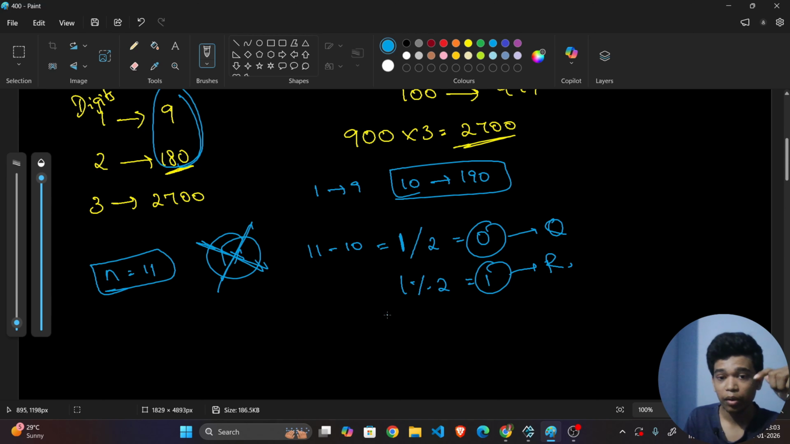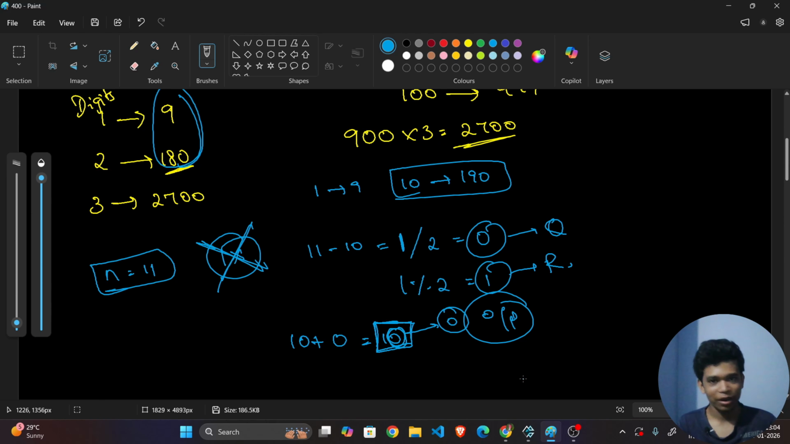Now do 10 plus the quotient. 10 plus quotient 0 is equal to 10. And from this 10, I want to take the first index value. What is the first index value? This particular 0. So I will be returning 0 as my output. Can you understand what I did?